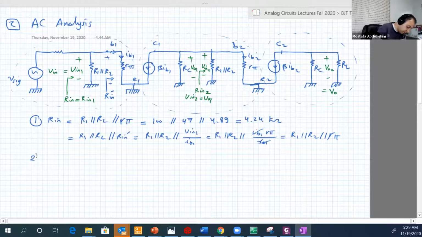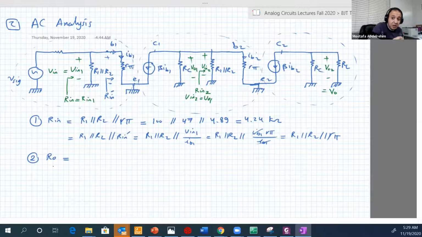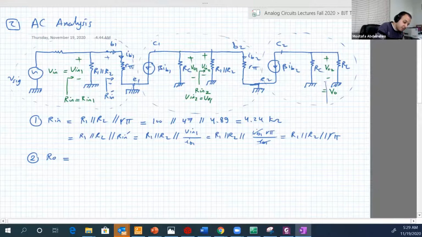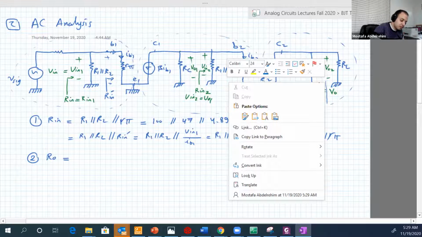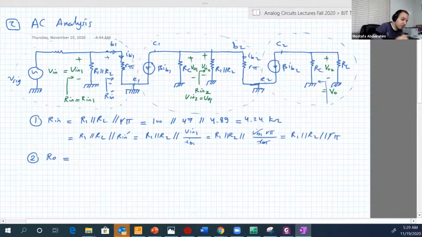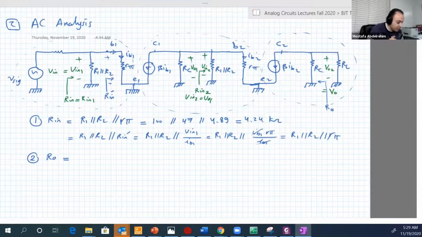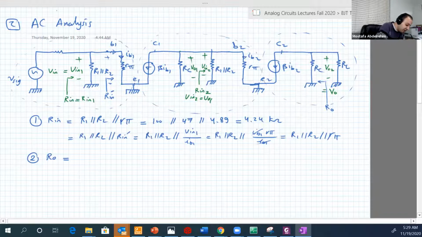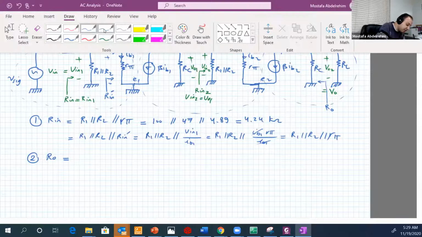Number 2, RO. RO is the resistance seen by the load. So we look in that direction. And when we do that, we should cancel the source. It's an independent source, and in that case, it's V signal. So we're going to short V signal.